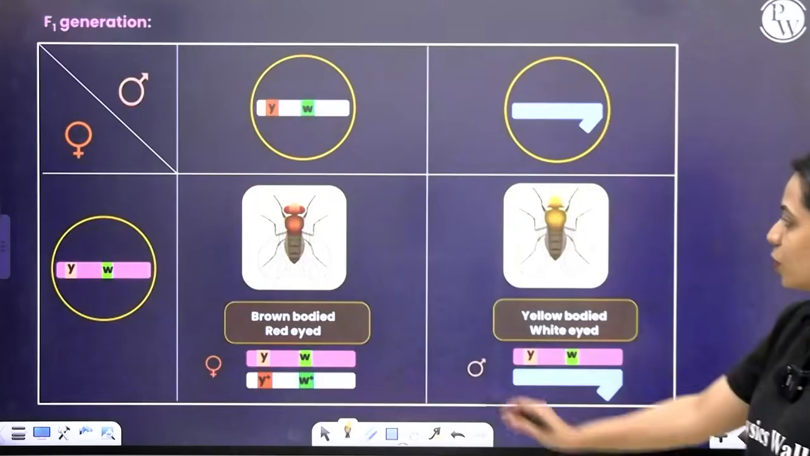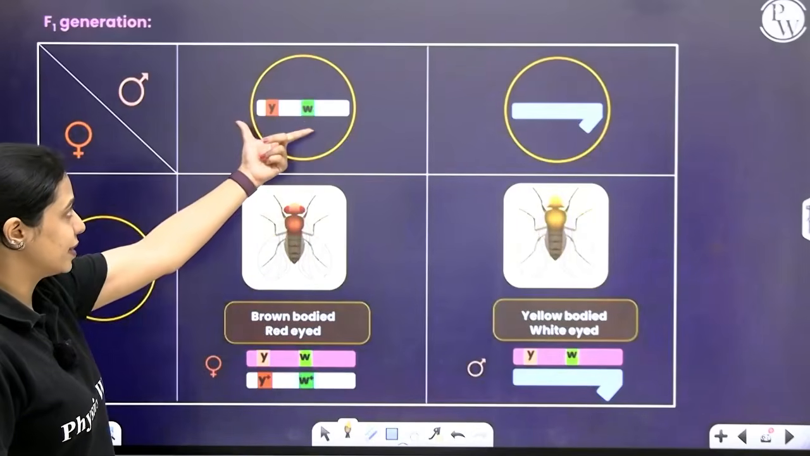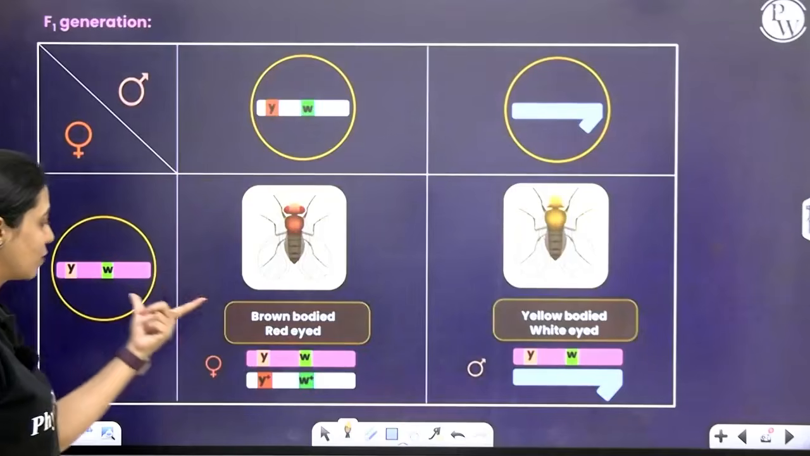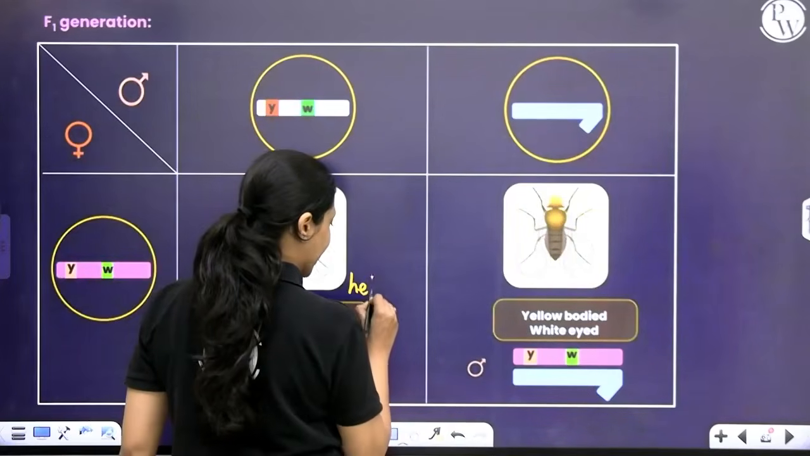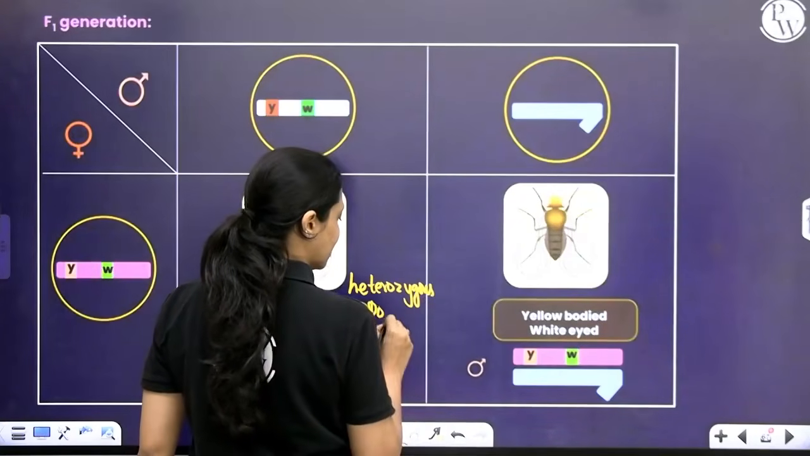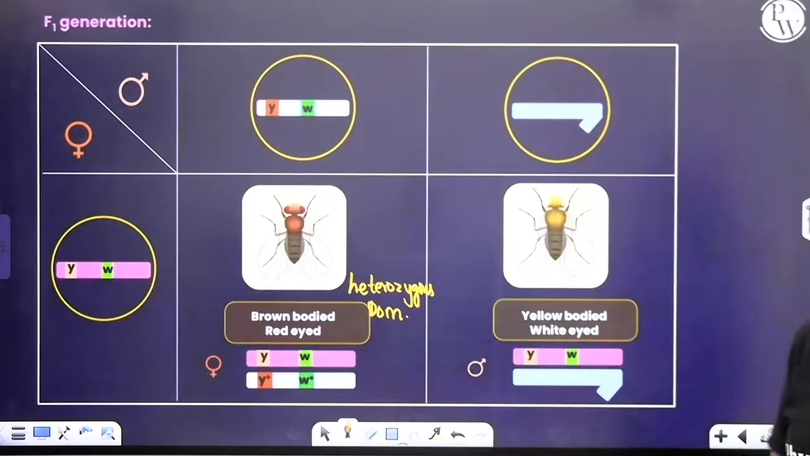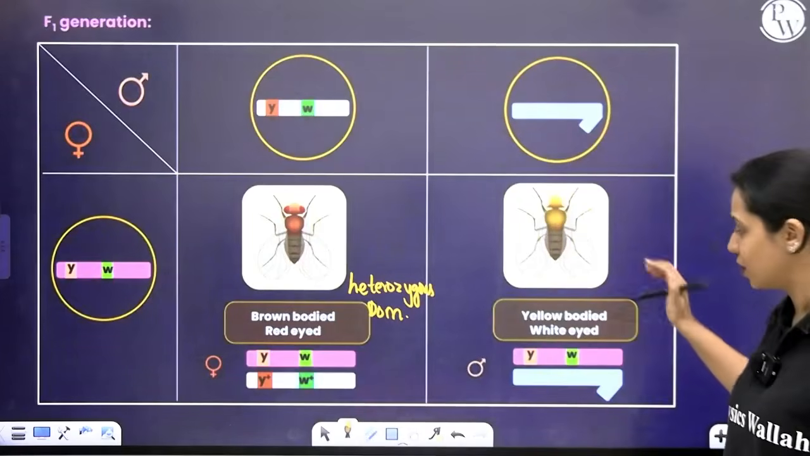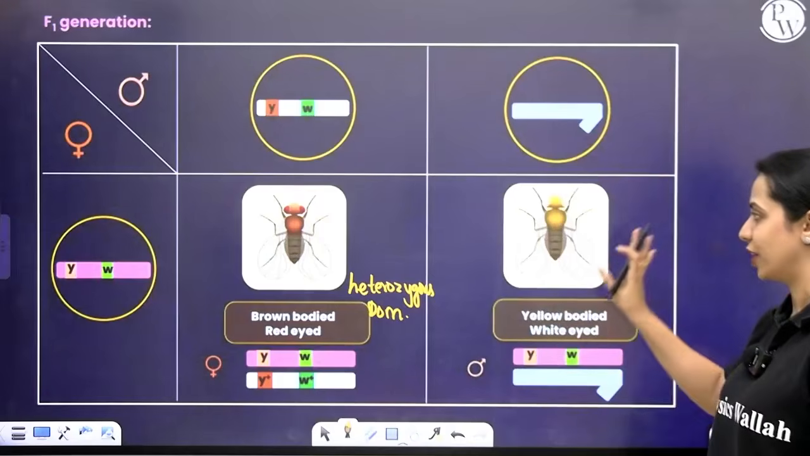Okay? So, the female will get this X chromosome from her father, which has the dominant alleles. She will get an X chromosome from the mother, which has the recessive alleles. So this female is heterozygous dominant. The male has only 1 X chromosome, so whatever is present there only has to express. He has received the X chromosome from his mother, and that has both recessive alleles. So this male will be yellow-bodied and white-eyed.